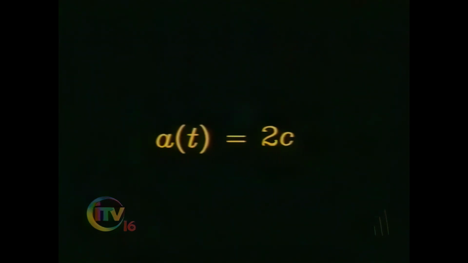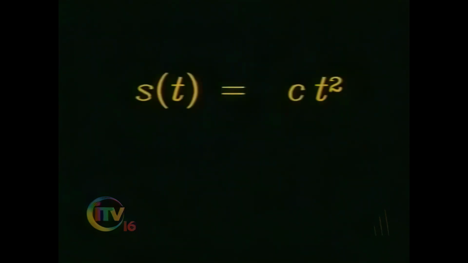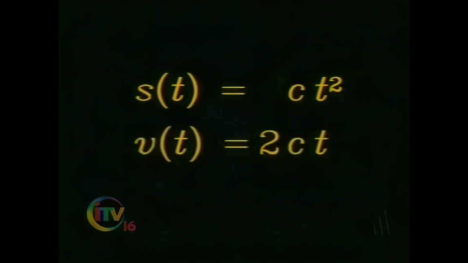A of t equals 2c. But look at what's happened. First, we found that the distance s keeps increasing. It depends on time. If t changes, s changes. The speed, v, also keeps increasing with time.